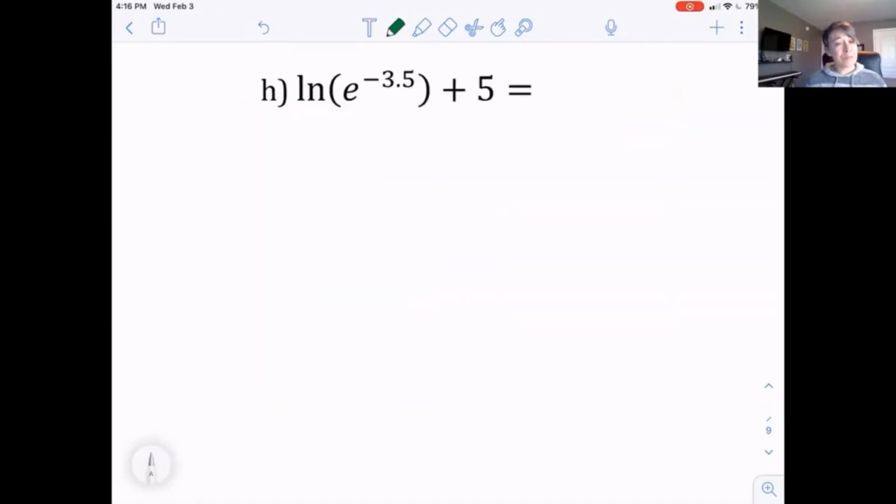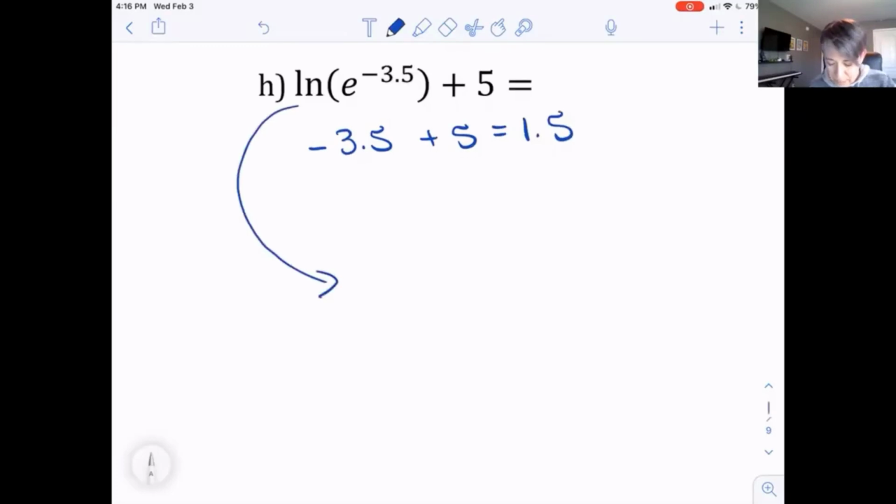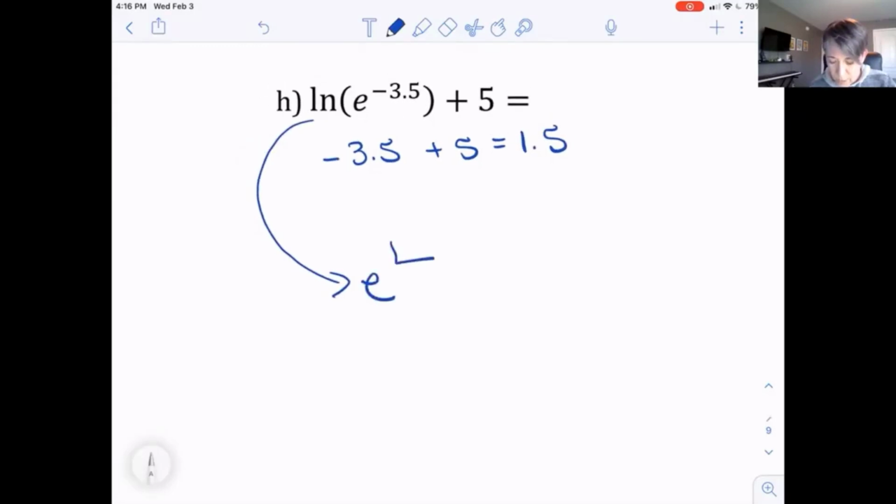This is the same issue. We have a natural log, therefore we have an understood base e. So e to what exponent would give us e to the negative 3.5? Negative 3.5, which gives us a 1.5. So again, just a little scrap work down here. That means e to what exponent would give us e to the negative 3.5.